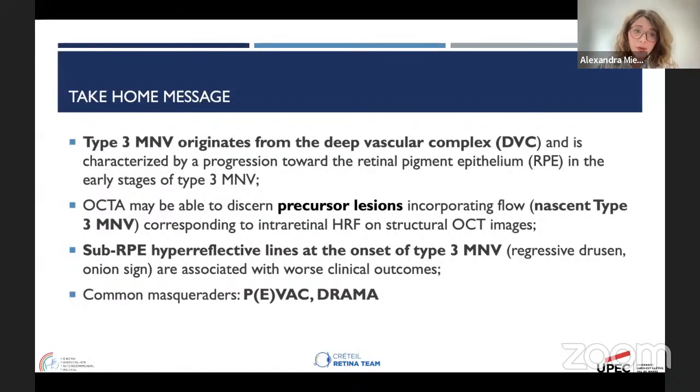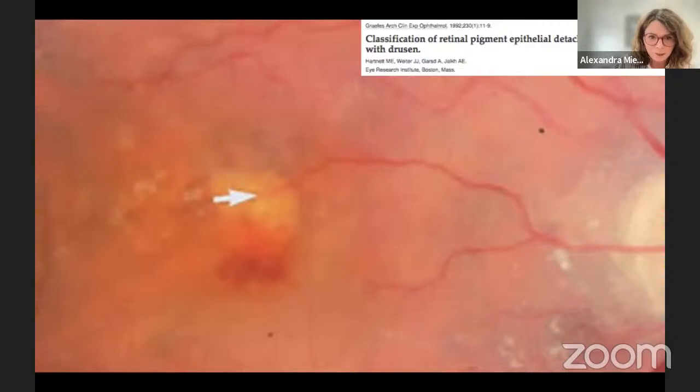So type 3 seems to originate on multimodal imaging, for now, from the deep vascular complex and is characterized by a progression towards the retinal pigment epithelium in the early stages of type 3 macular neovascularization. So let's see a little bit about the history of type 3 and its origin, and why its origin seems to be right on imaging on the deep vascular complex.